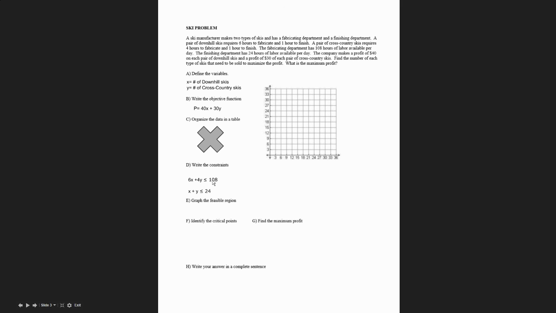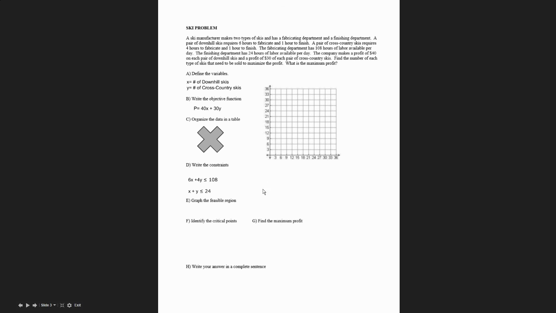108 being the max amount of labor hours, and so 4y corresponds to the amount of time it takes to make a cross-country ski, and 6x corresponds to the amount of time that it takes for a downhill ski to be fabricated. And then each of the skis only takes 1 hour to finish, so x plus y would be less than or equal to 24. So 1 hour for each downhill, 1 hour for each cross-country, and you have 24 hours to finish skis.